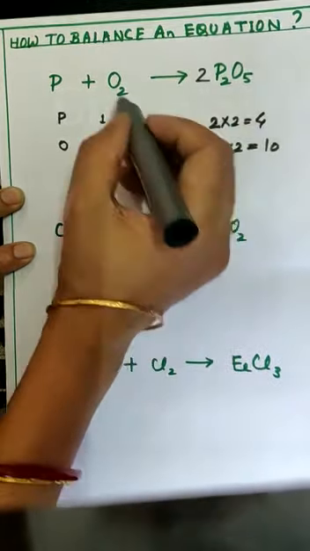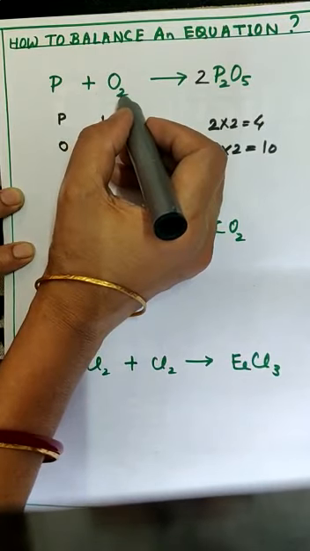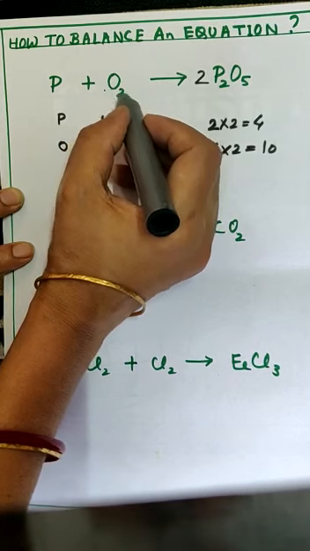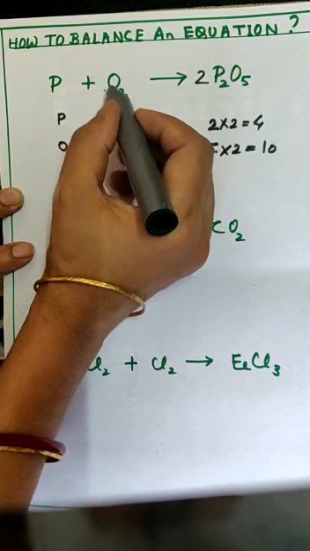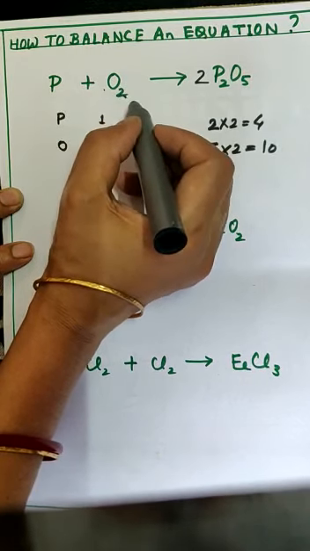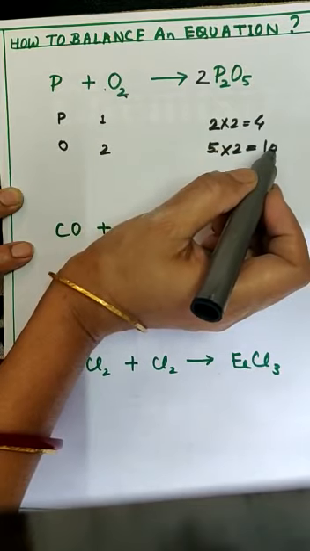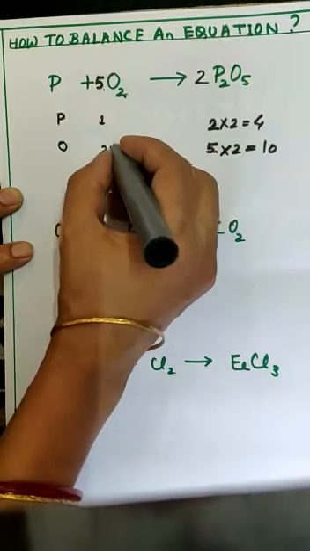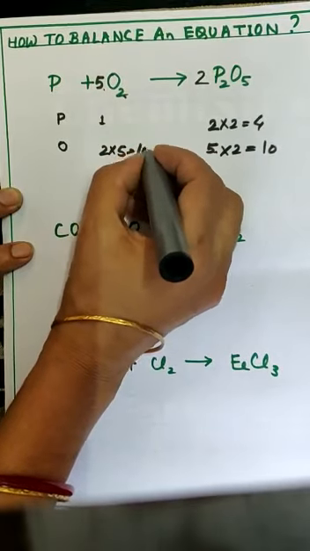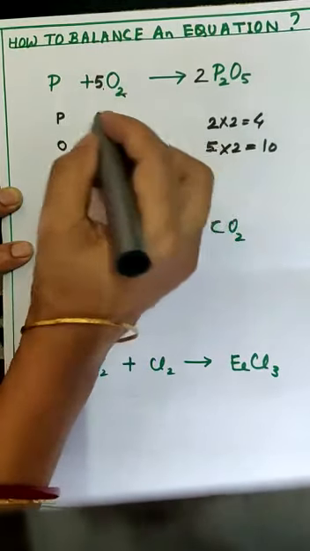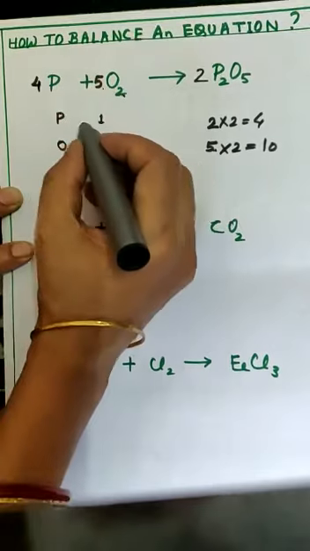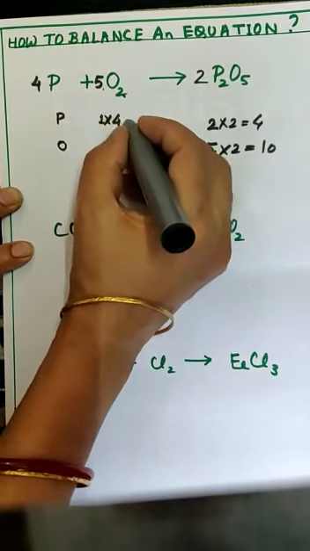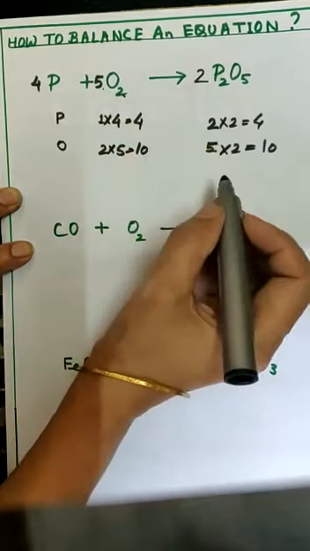Previously, when it was 5, could we make oxygen O2 to be 5 atoms? No. Because if we write here 2, 2 into 2, 4. If we write here 3, 3 into 2, 6. But it cannot become 5. But now it is an even number. So by writing 5 over here, oxygen atoms will become 10. And what about phosphorus? We write here 4, so that phosphorus atoms also can become the same on left hand side as on right hand side.